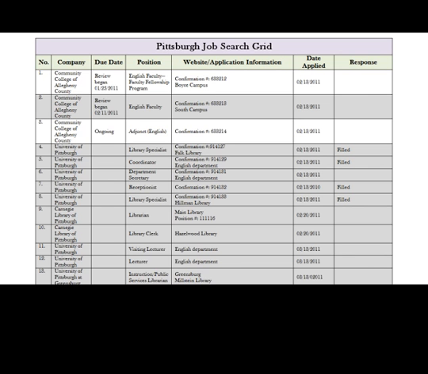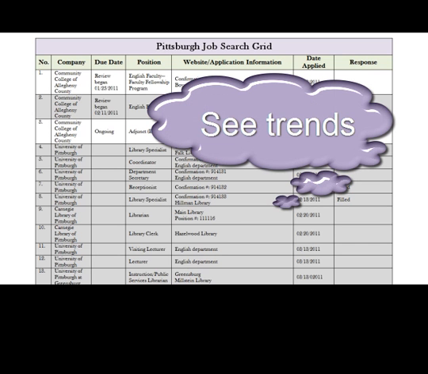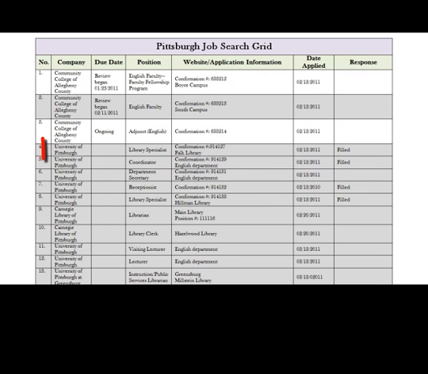Beyond a simple list, there are at least 4 distinct uses for the job search grid. You can use the grid to illuminate trends in your job search. For example, looking at your grid, you may notice that certain companies never contact you. There may be something you can do differently when applying to this company to help you with future applications.